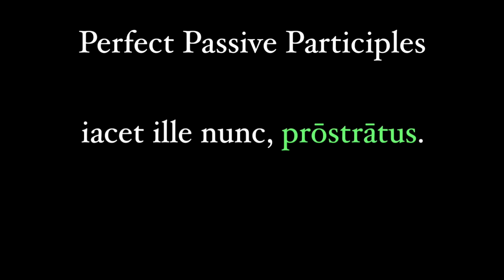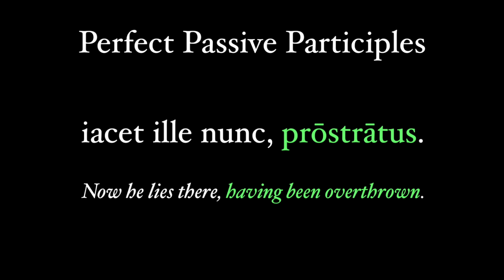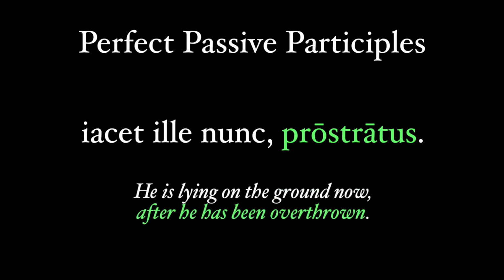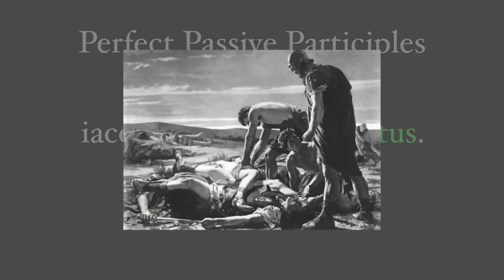When Cicero is talking about the defeat of the revolutionary Catiline in his second Catilinarian oration, he says, Jacet ille nunc prostratus. Now he lies there, having been overthrown. We could say he is lying on the ground now after he has been overthrown, or since he's been overthrown. With this, there's both the idea that Catiline has already been defeated, or literally strewn on the ground. That's the prostratus, and he is actually lying on the ground, having recently died in battle.